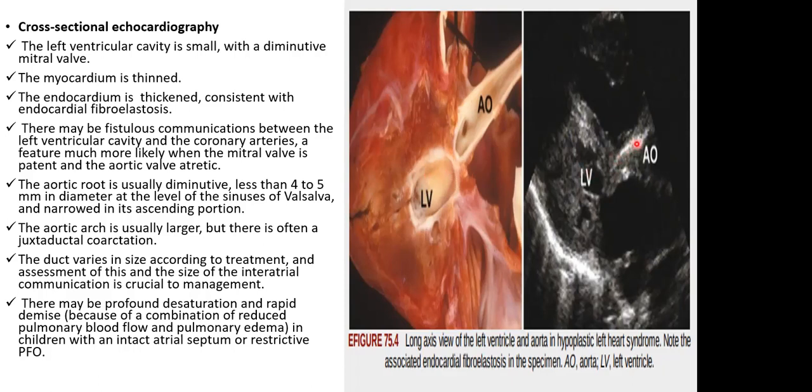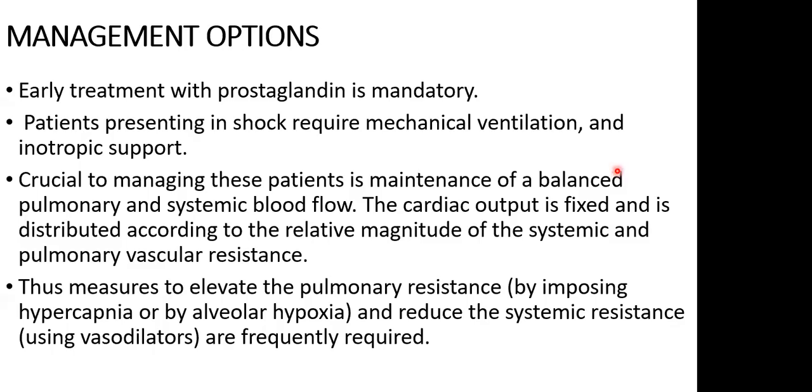So this is the echocardiography picture. It shows the same thing, the hypoplastic left ventricle. The cavity is small, and then look at the valve. It's atretic, there's no communication with the aortic opening. So this is what it looks like on echocardiography and the gross picture. In managing this patient, early treatment with prostaglandin is mandatory because we need the ducts to be patent for this patient to survive, to be compatible with life.